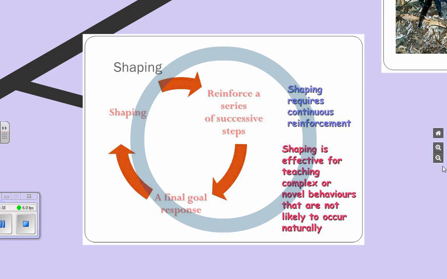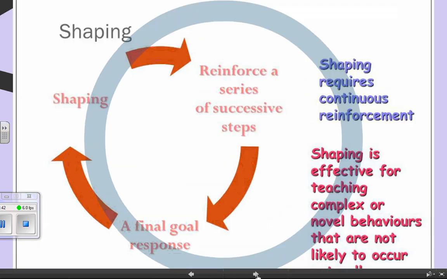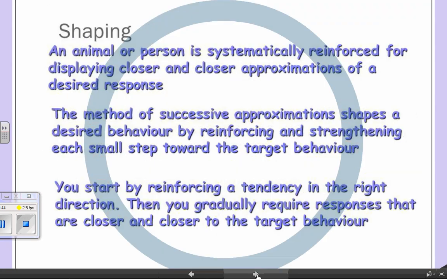The next example is shaping, and you can call it shaping or desensitization. We're going to discriminate between these two.